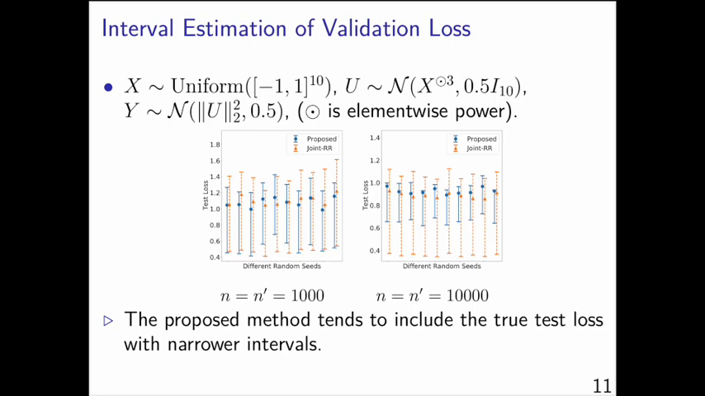In this example, X is a uniform random variable, U is a noisy cubic function of X, and Y is a noisy quadratic function of U. The blue circle points are the true validation losses of the proposed method, and the blue solid bars are the proposed interval estimates. The orange triangle points are the true validation losses of the existing method, and the orange dotted bars are the interval estimates derived by the existing approach. We can see that the proposed intervals are narrower but still contain the true points. The difference is especially clear for the larger sample size.